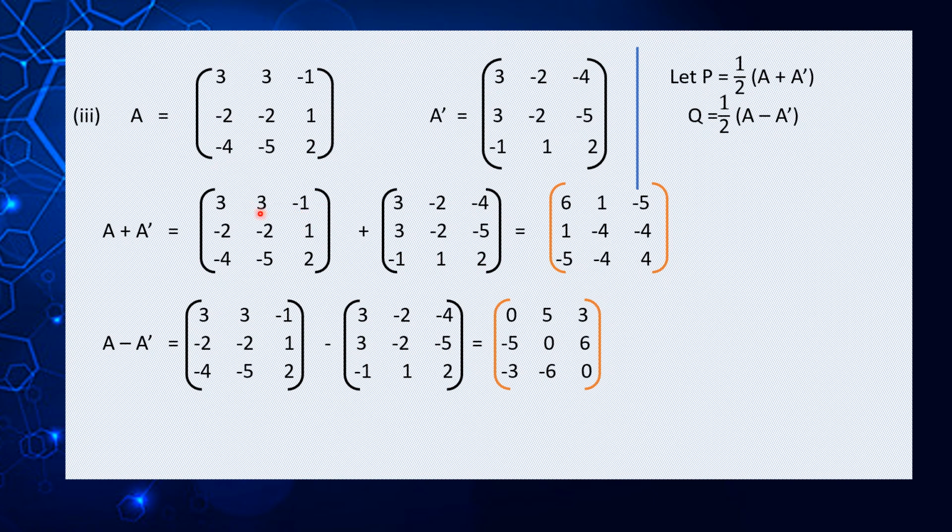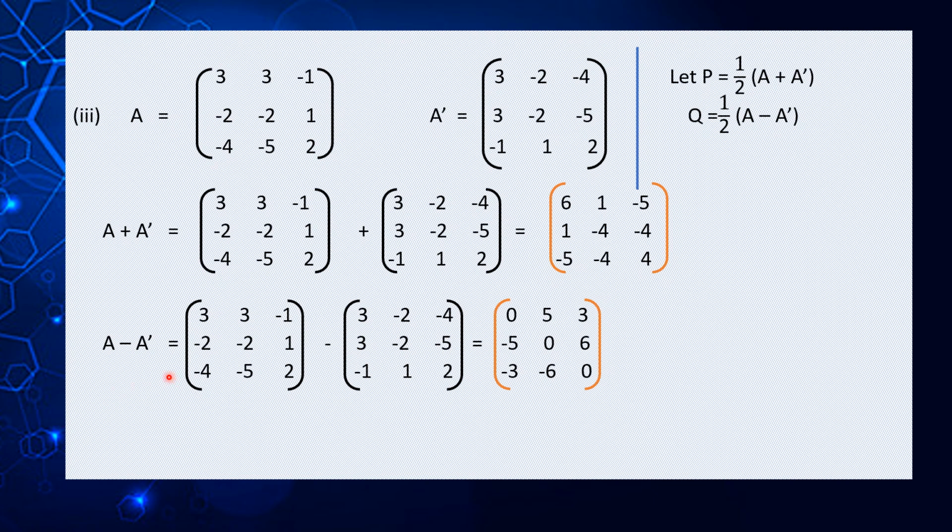When we add both, we get 3 plus 3 is 6, 3 plus minus 2 would be 1, minus 1 plus minus 4 would be minus 5. Minus 2 plus 3 would be 1, minus 2 plus minus 2 would be minus 4, 1 plus minus 5 would be minus 4, minus 4 plus minus 1 would be minus 5, minus 5 plus 1 would be minus 4, 2 plus 2 would be 4. This is the matrix A plus A transpose.